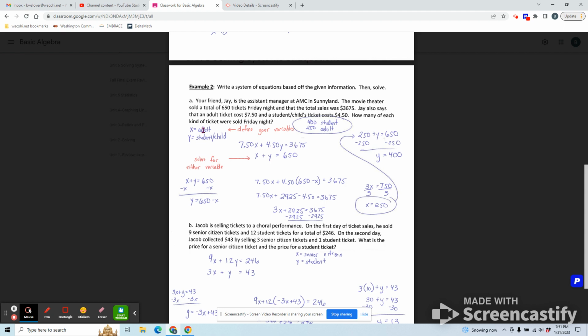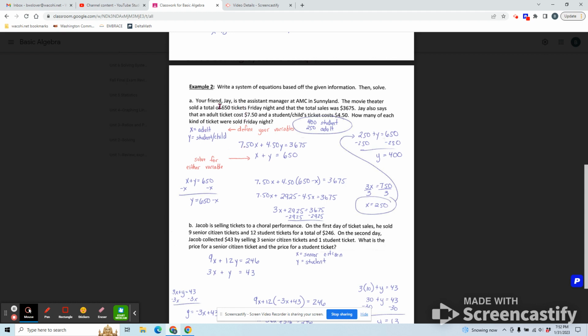So now I have to identify what x and y are, or whatever letters you want. I'm just choosing x and y because in example 1 we had x's and y's. It may be logical for you to say A for adult ticket and S for a child or a student ticket. I don't know. That's up to you. So I define my variables.